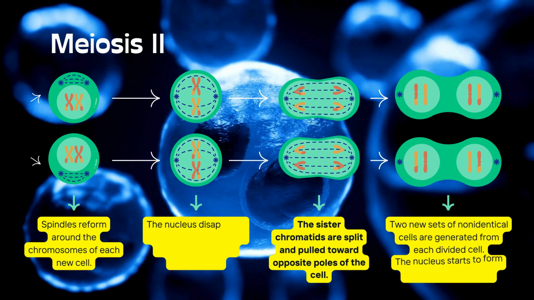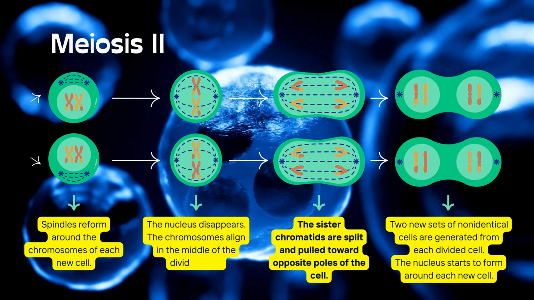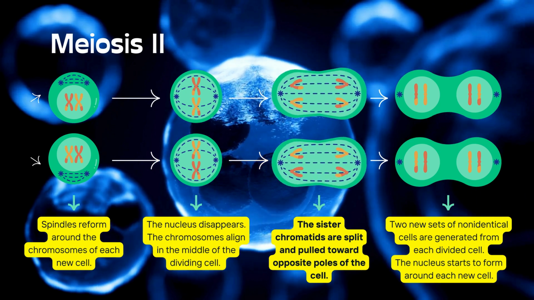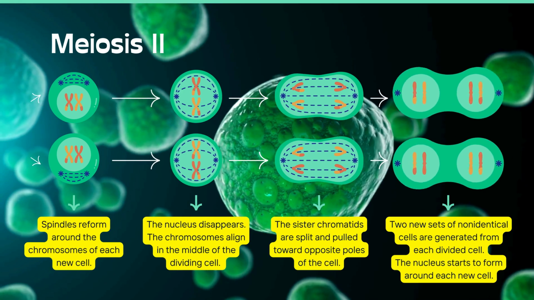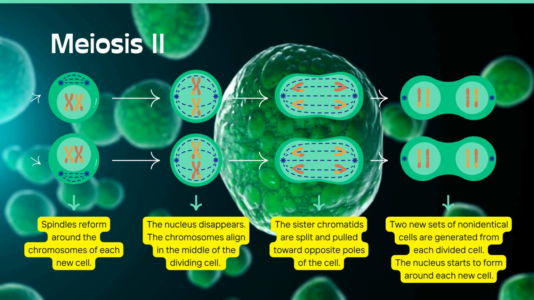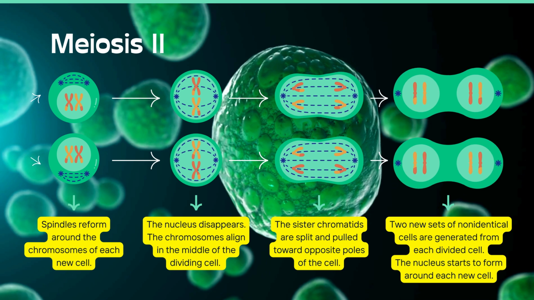In the third step of meiosis 2, the sister chromatids are split and pulled toward opposite poles of the cell. In the fourth step of meiosis 2, two new sets of non-identical cells are generated from each divided cell. The nucleus starts to form around each new cell.